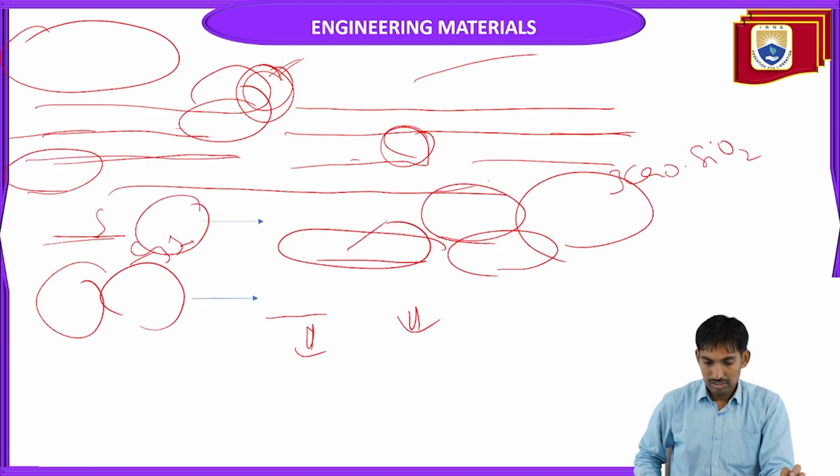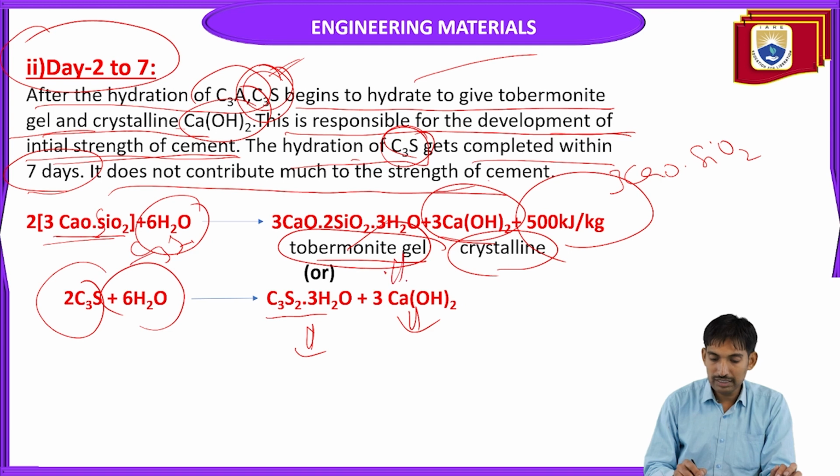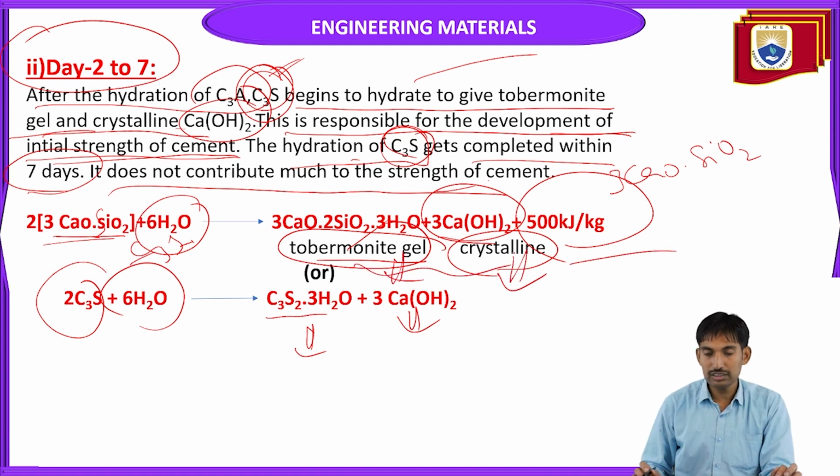Then day 2 to day 7, what happens? After the C3A reaction, C3S, that is tricalcium silicate, reacts with water. It forms tobermorite gel and crystalline. It is an exothermic reaction. These two are the reason for the strength of the cement.